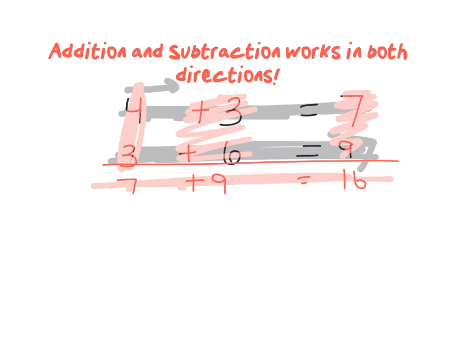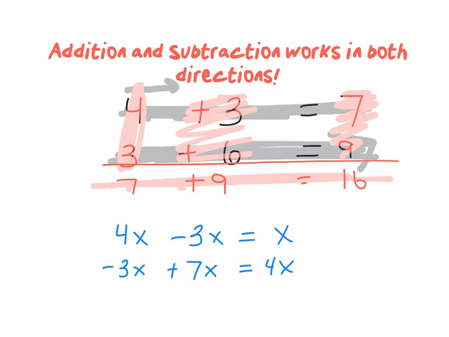What we're seeing here is if we have a bunch of addition and subtraction, like 4 plus 3 and 3 plus 6, I can add left to right, or I can also add up and down. It works for subtraction too, and it works for things that are more complicated than just numbers. So let's say we had 4x minus 3x. I know that's clearly x. I can come up with another thing like negative 3x plus 7x. Well, that's clearly positive 4x. So again, I can read them left to right, but I can also add them.